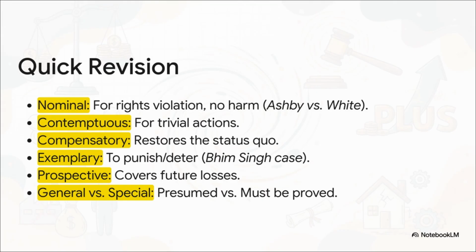For the purpose of revision, let us summarize the key points. Damages are monetary compensation. Nominal damages are awarded for a rights violation without actual harm, as seen in Ashby versus White. Contemptuous damages are for trivial actions. Compensatory damages aim to restore the plaintiff's prior position. Exemplary or punitive damages serve to punish and deter, as established in the Bhim Singh case. Prospective damages cover future losses. Finally, general damages are presumed by law, whereas special damages must be specifically proved.